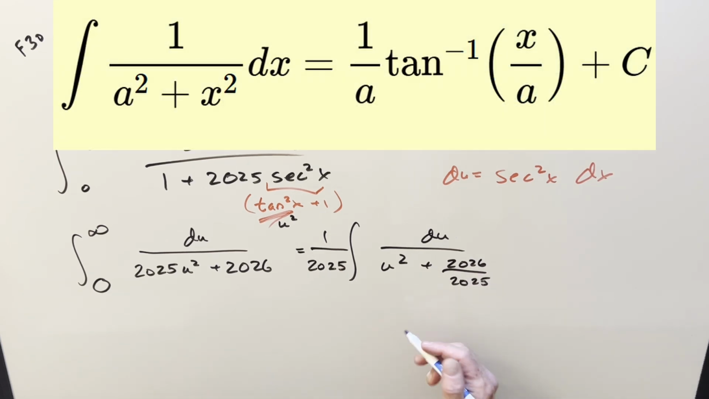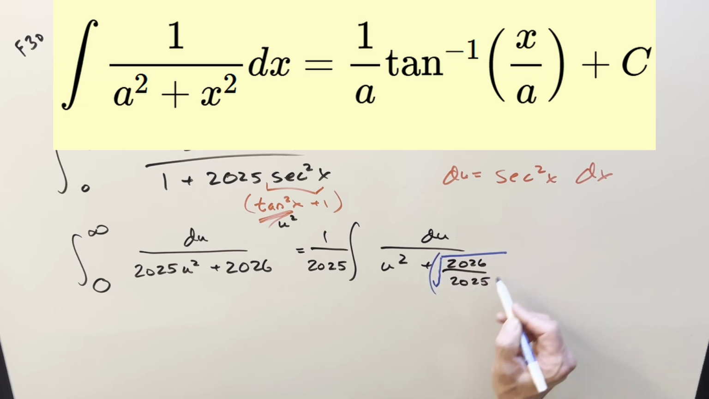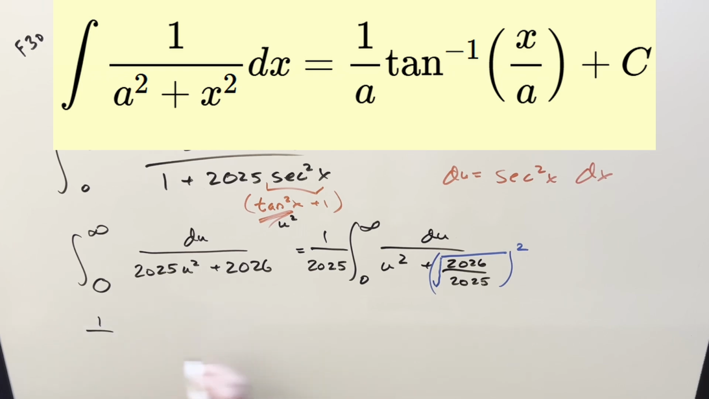In order to set this up like an arctan integral, let's write this as the square root of this whole thing, all squared. I'll go ahead and integrate, but I need to be a little careful with this mess over here. So we have 1 over 2025. Then we're going to get the reciprocal of this. Now the square root of 2025 is just 45. So when I flip it, we'll have a 45 here over square root 2026. Then we're going to have arctan of u times this same reciprocal.